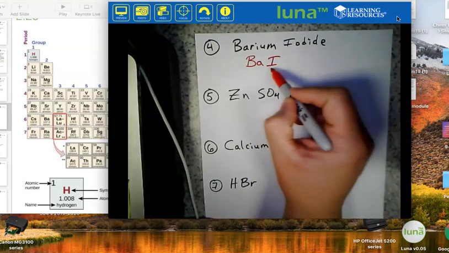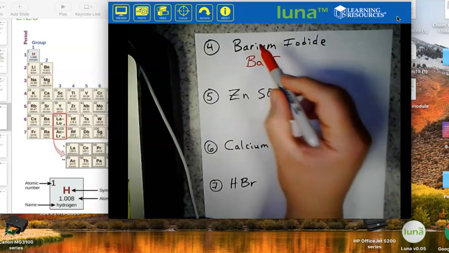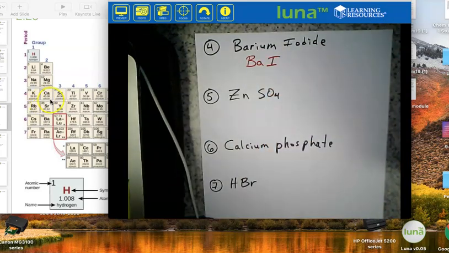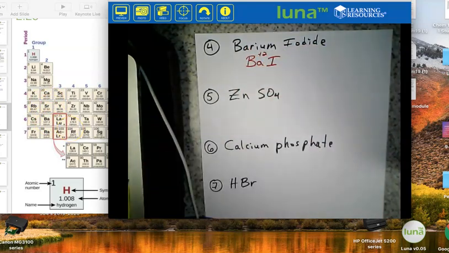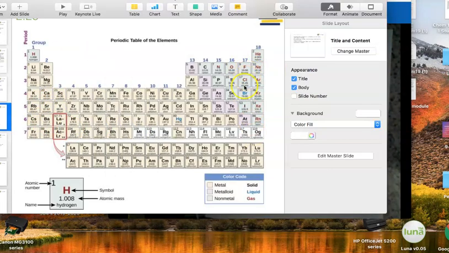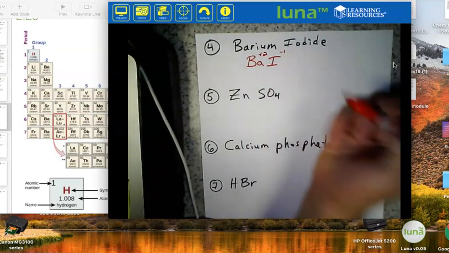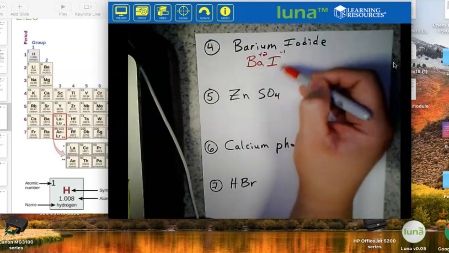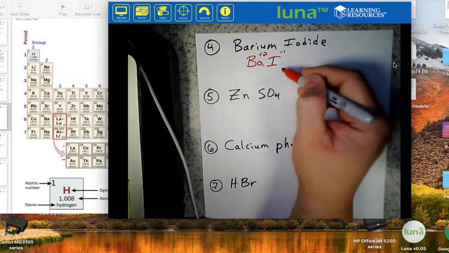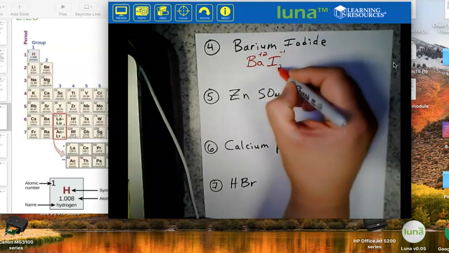Okay, and now I need to figure out the subscript number. So I need to again look at where barium is located. Well, barium is located in group 2, so it's +2. And then iodine is located here in group 17, so it's -1. So the formula must be, to cancel out the positive charge on the barium, I must have a -2 charge here. So I need 2 iodines. Right? We need 2 like that.